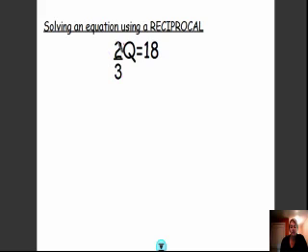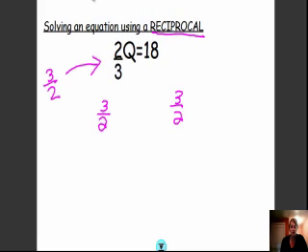Another way to look at this, here I have 2/3 q. I have a fraction out here. If I want to get rid of a fraction, I need to multiply it by the reciprocal. The reciprocal just means I'm going to flip this guy. So 3/2 is the reciprocal of 2/3. So we'll multiply each side by that. So we'll multiply this side by 3/2 and this side by 3/2. So I've got 3/2 times 2/3 q is equal to 18 times 3/2.